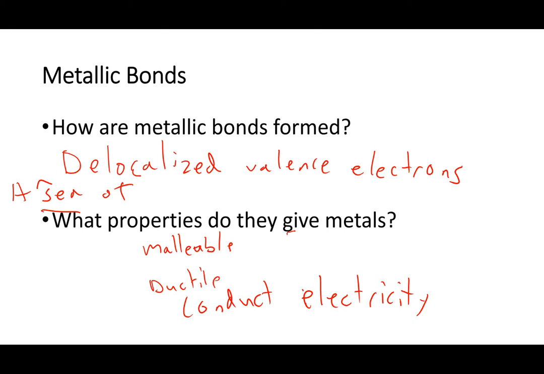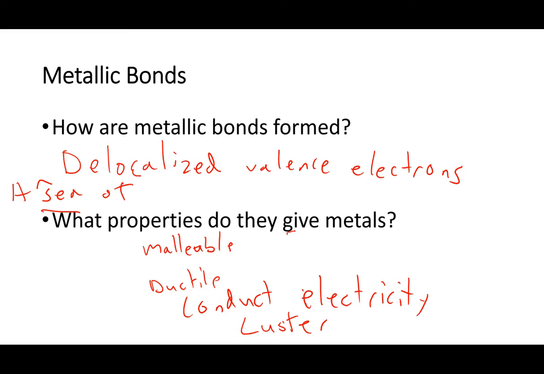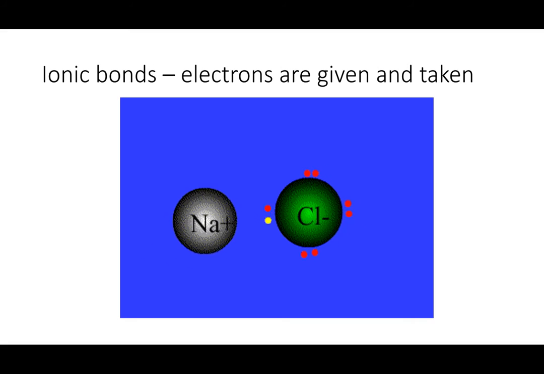By the way, metallic bonding also gives metals their shine, so they have a certain luster because of these delocalized electrons. So that's metallic bonding. The next kind of bonding we're going to learn about today is ionic bonds. And we're going to learn about how to draw Lewis structures of ionic bonds. Well, let's take a look.